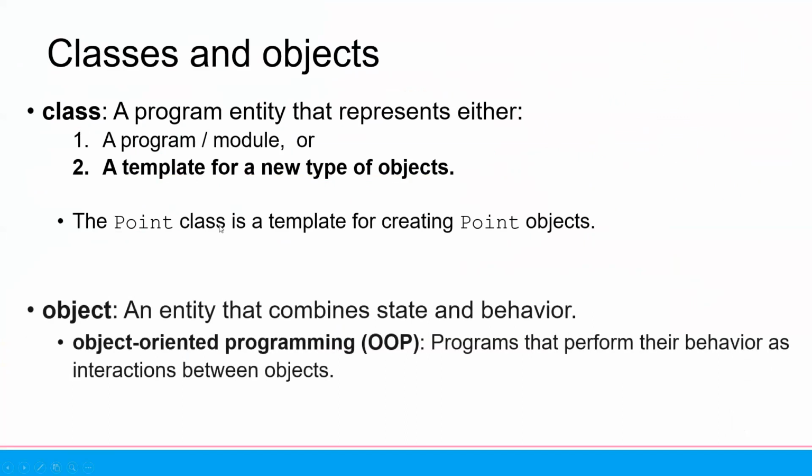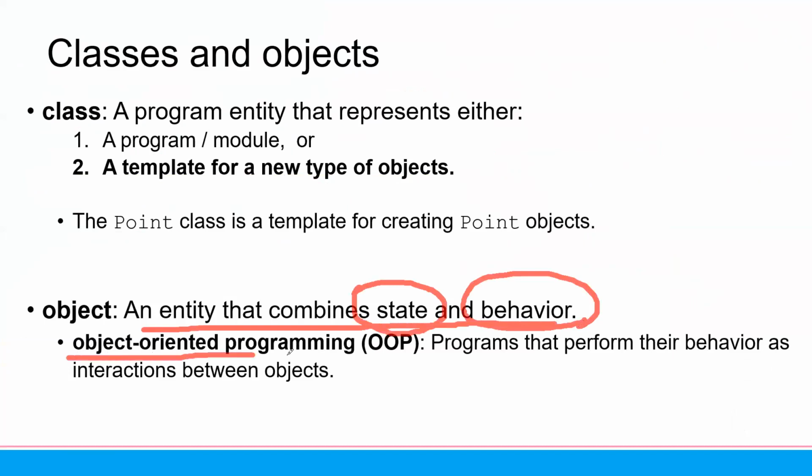A point class is a template for creating point objects. So the object is the entity that combines the state and the behavior. We will learn what is the meaning of state and what is the meaning of behavior. So object-oriented programming means the programs that perform their behavior as interaction between objects.